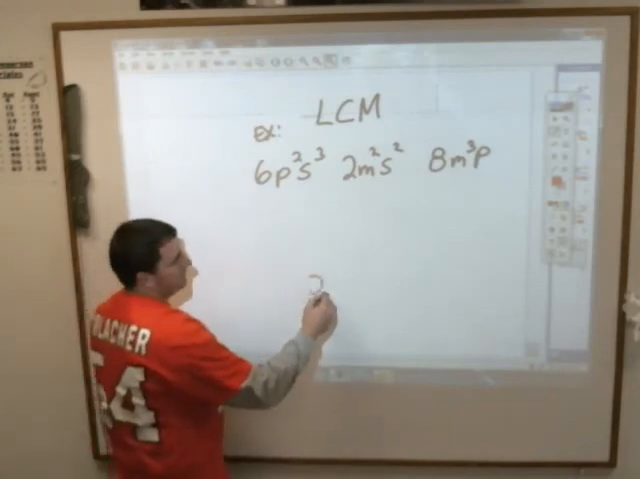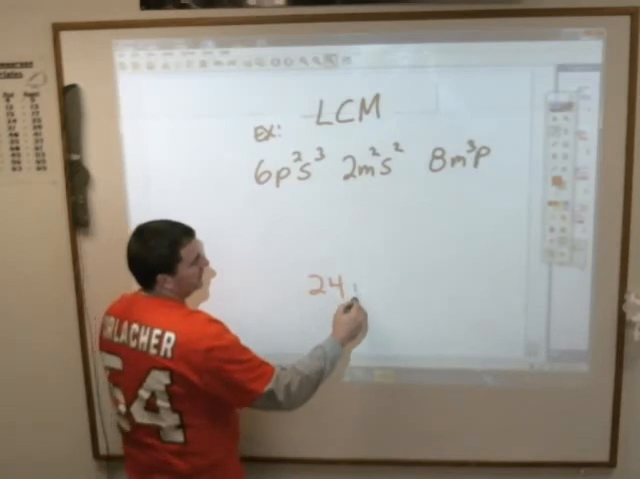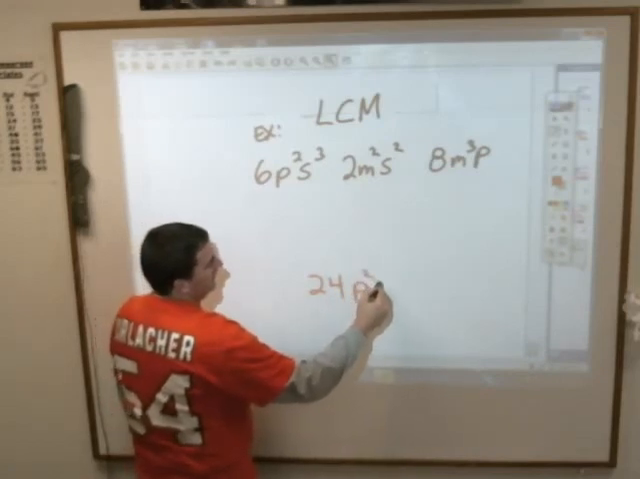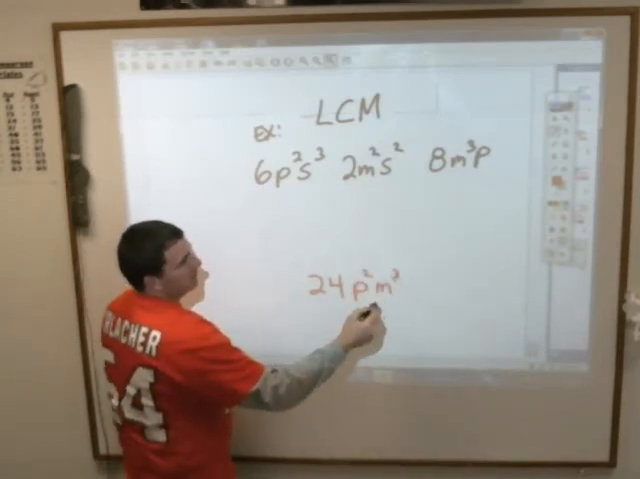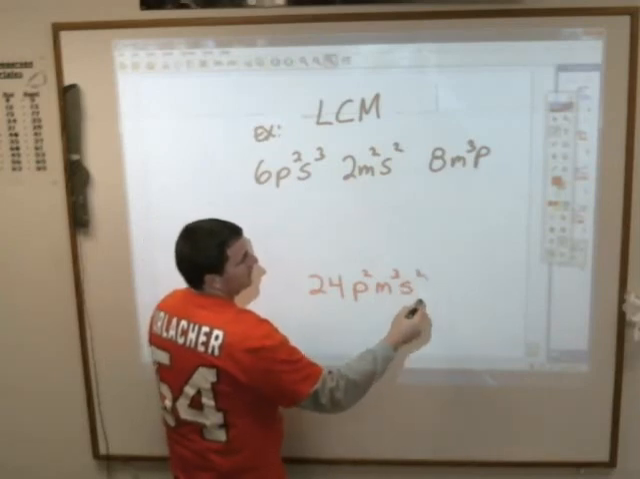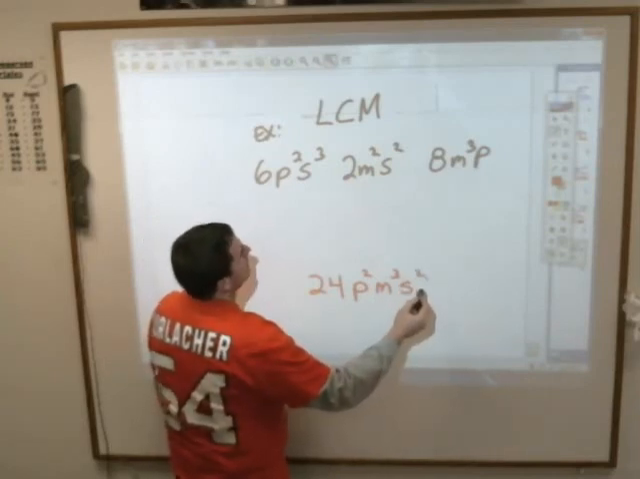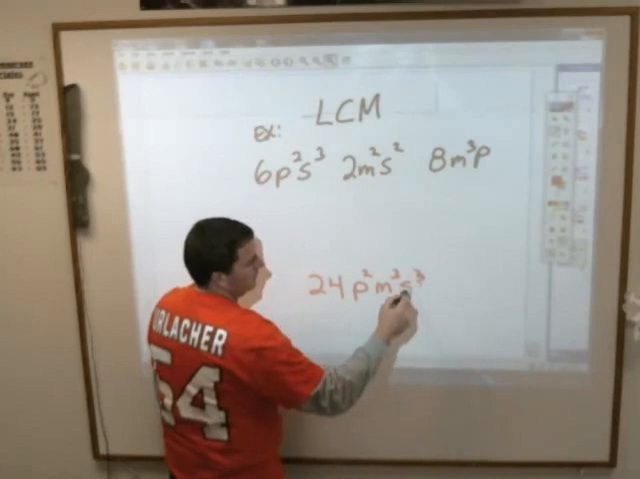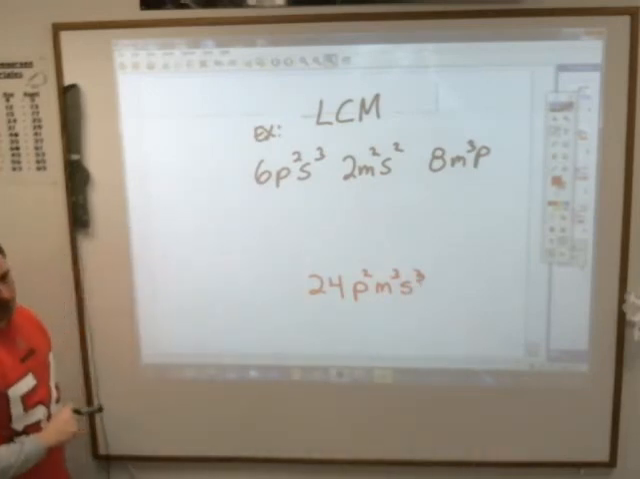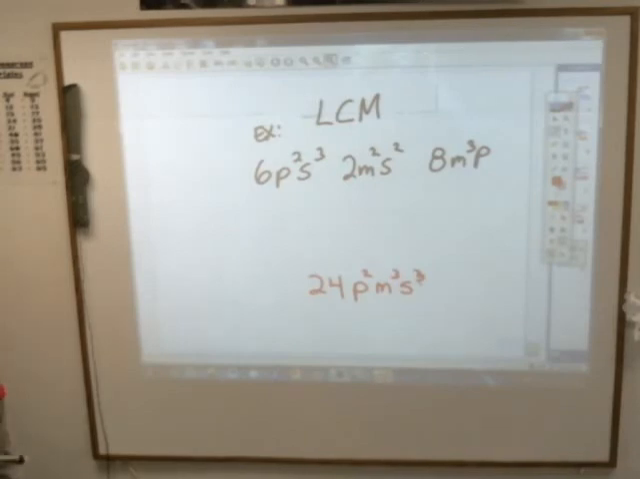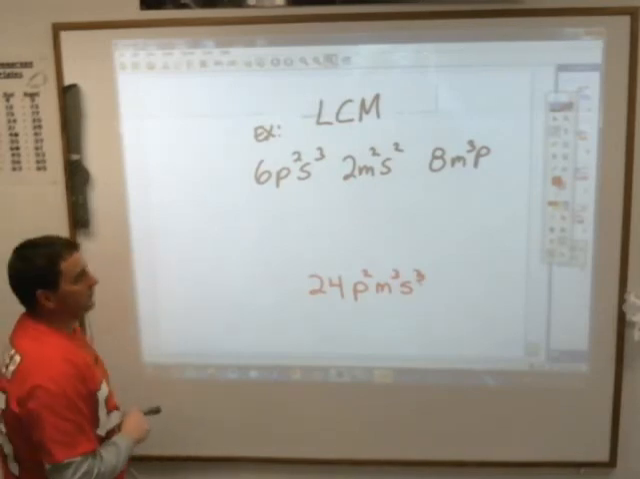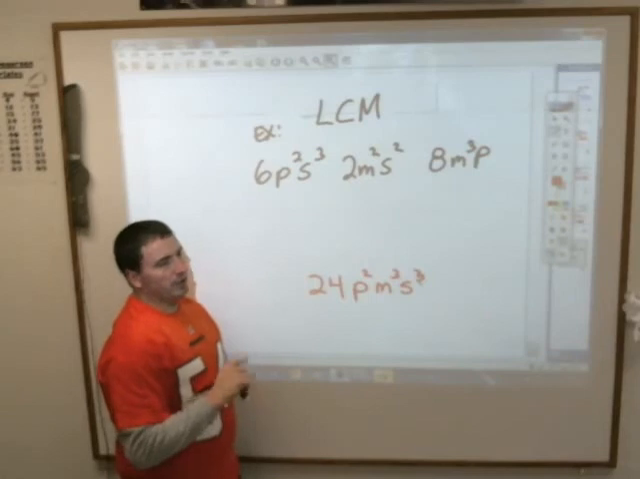24 p squared. 24 what? P squared? P squared. M to the third. M to the third. S squared. S squared. S cubed. S cubed. And that's it? Yeah. All right. Raise your hand if you agree. Throw your folder on the book, or if you don't. I believe you are correct.